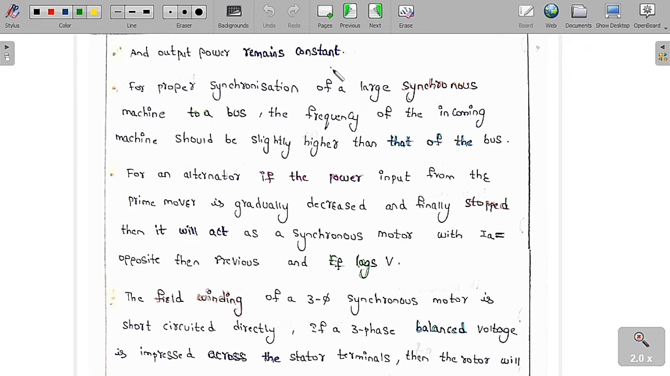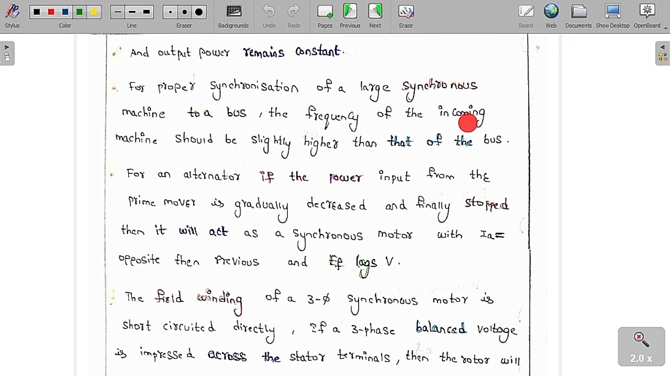So finally, we can say that if you change the excitation of a synchronous motor, we are going to change the pull-out torque, meaning the maximum torque changes, and the torque angle changes, where delta is the phase angle between EF and V. The magnitude and the power factor of the stator current also change, where theta is the angle between V and IA, and stator current means armature current. All these things we are going to change, but not the output power. Output power always remains constant.